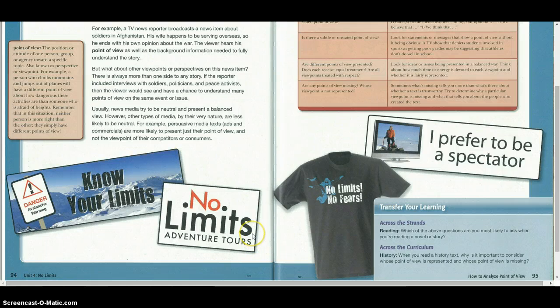And the name of their company? No Limits. Do anything. Forget about your limits. Just go out and do it and live with consequences. So if you get caught in a winter storm, then so be it. It'll be a greater adventure. If you get caught in an avalanche, hopefully you'll stay alive, but if you do, it'll be one heck of an adventure. So that's their perspective.